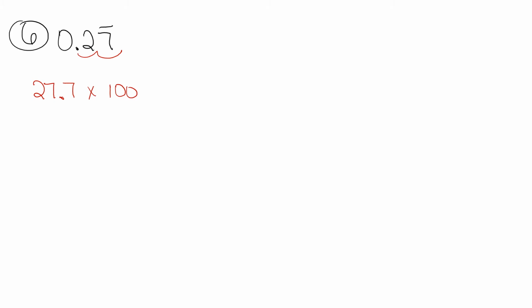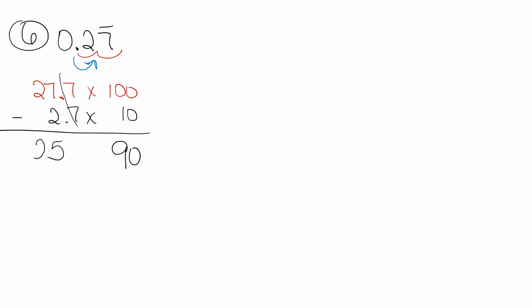You then want to take and move the decimal directly in front of the repeating number. So that would make this 2.7 times, I moved it 1 place, so that's just 10. Now we can subtract. 100 minus 10 is 90. The 0.7s on the end are going to cancel. 7 minus 2 is 5, and bring down your 2. So now we have 25 and 90. We're going to write those as a fraction.